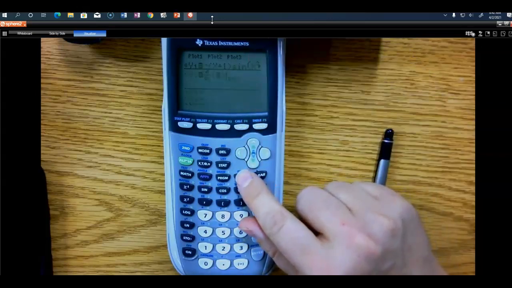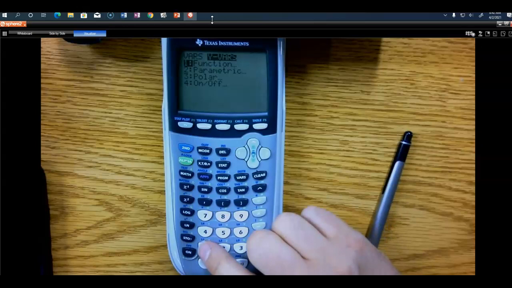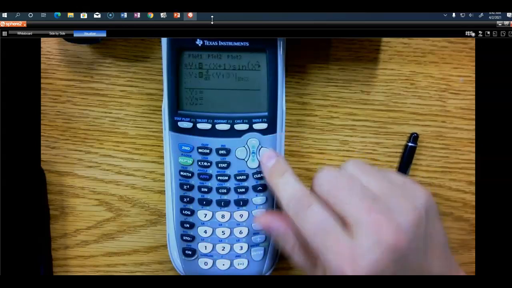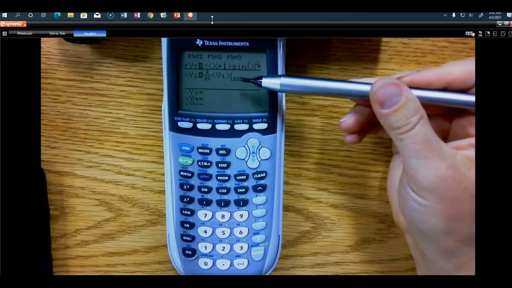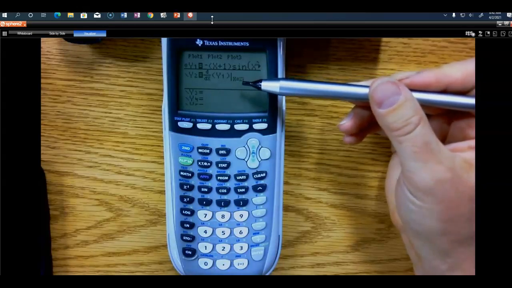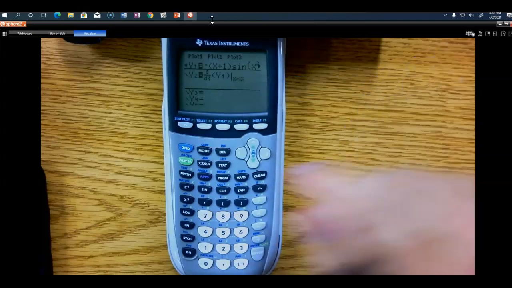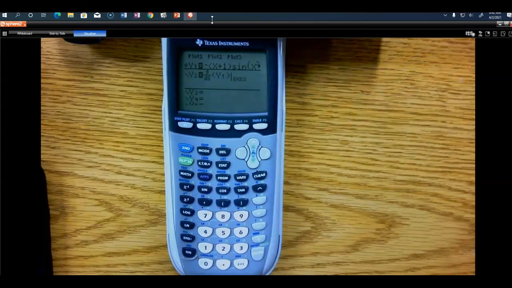So I'm going to go to vars, scroll over to y vars, and push 1. So I'm finding the derivative of that function. Now here's the thing. A lot of times you put a number here because that's the point where you want to find the derivative. But in this case, I want to graph a function of the derivative. So when you want to do that, you put an x there. And then we're going to push graph.